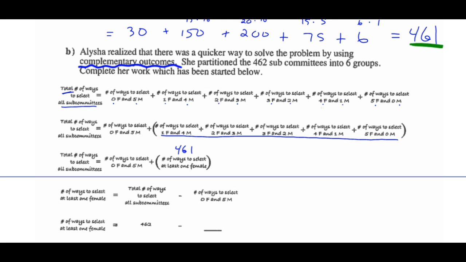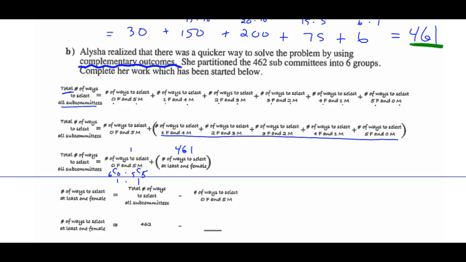Number of ways of selecting 0 females and 5 males. Well, if you did that work, that would be 0 females, we've got 6 choose 0, and 5 males, 5 choose 5. So 6 choose 0 is 1 times 5 choose, sorry, you need all 5 of those. 5 choose 5 is also 1. So there's one way to get that.